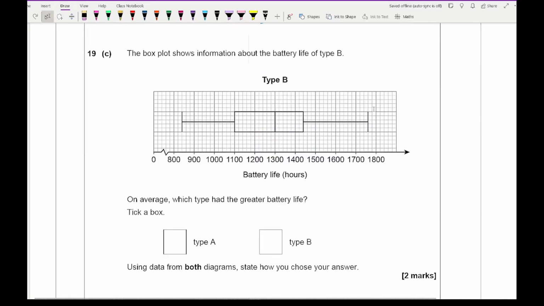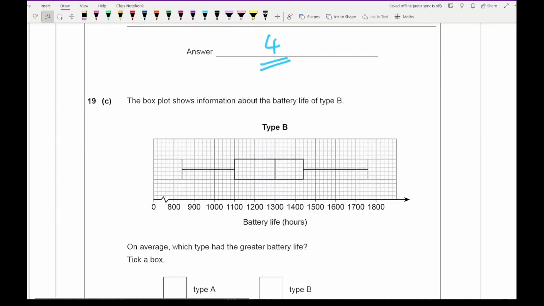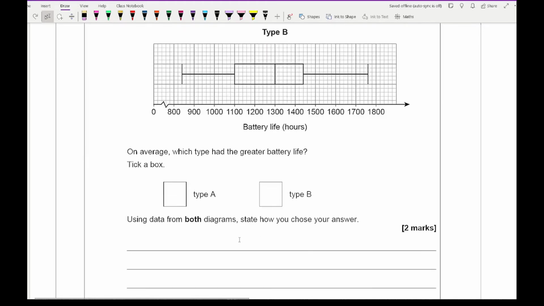Then for part C, it says the box plot shows the information about battery life of type B. It says, on average, which type had a greater battery life? And then we just need to compare the two. So the answer here is going to be type B. Why? Because it has a higher median value.